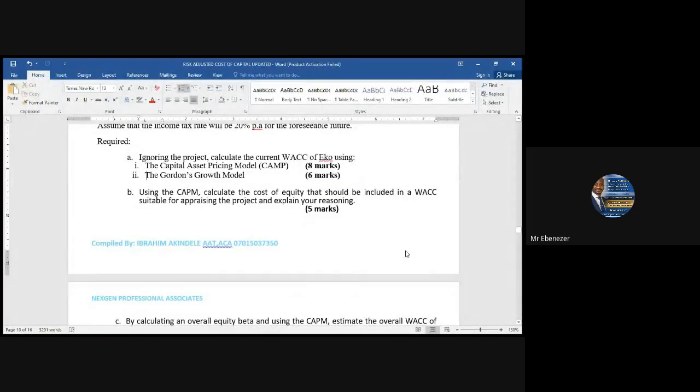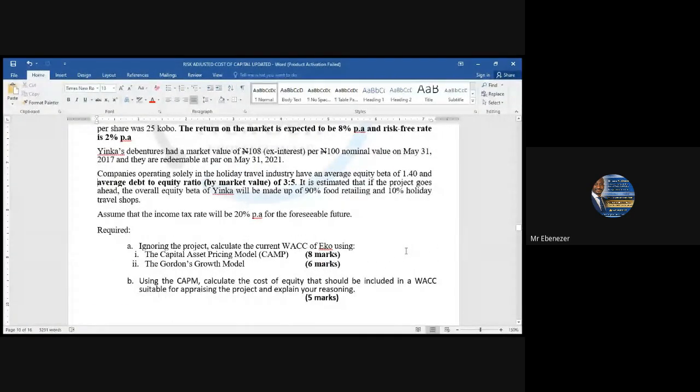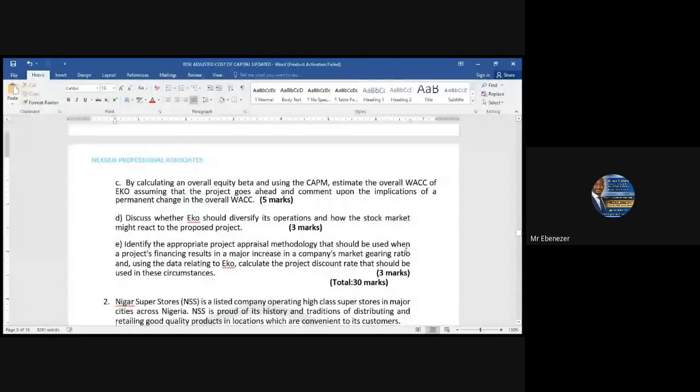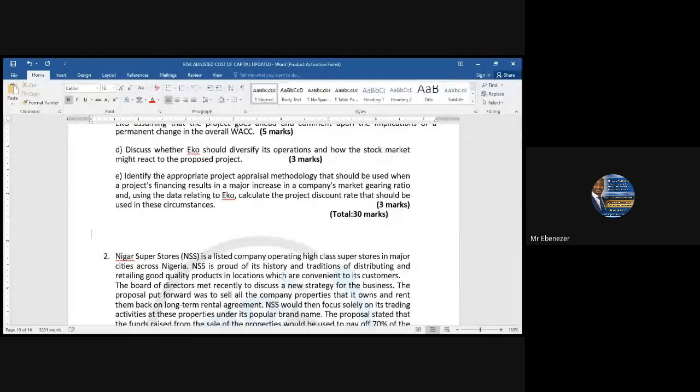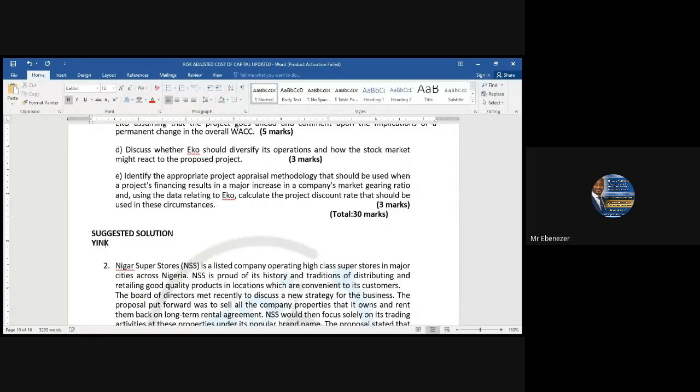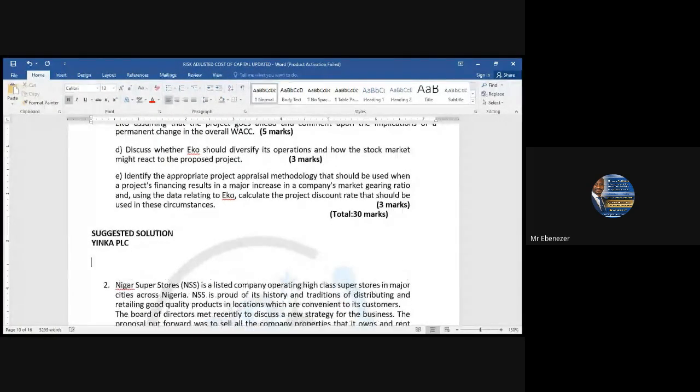So the first question here, we've done A, Roman figure 1 and 2. Now B: using the capital asset pricing model, calculate the cost of equity that should be included in a WACC suitable for appraising the project, and explain your reasoning. So, suggested solution, Inca PLC, B.